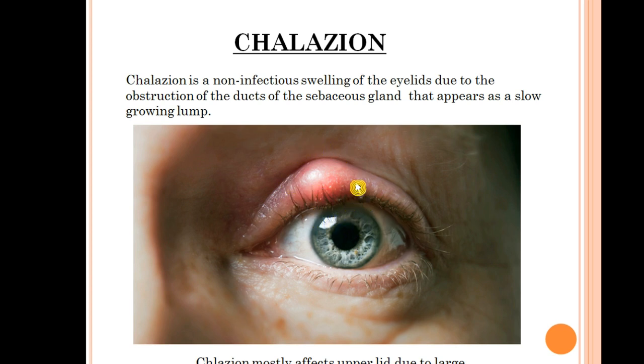So the patient will come with a history that this lump has developed over time, and it mostly affects the upper lid. Why does it mostly affect the upper lid? Because there is a large number of meibomian glands, which are the sebaceous glands present in the tarsal plates. We have discussed the meibomian glands in the structure of the eyelids. Those meibomian glands are present more in the upper eyelid, so that's why Chalazion mostly occurs in the upper eyelid.